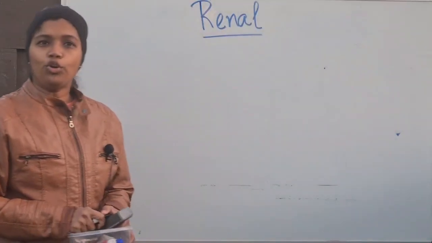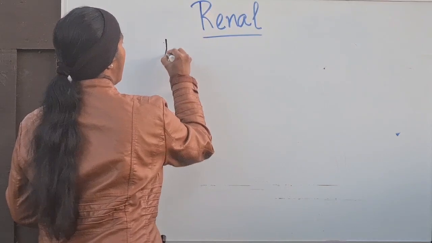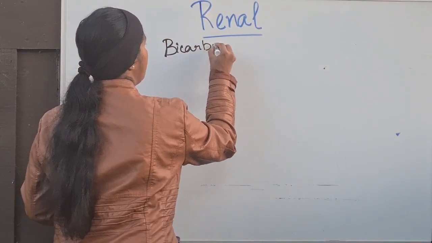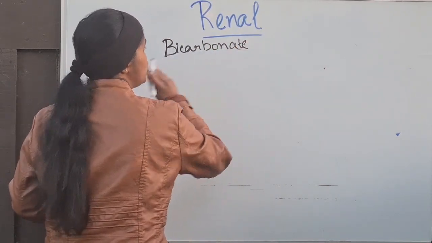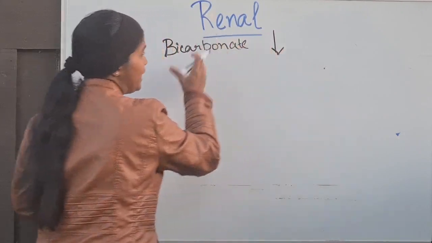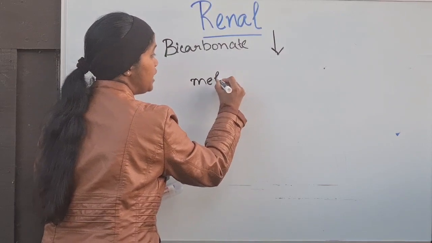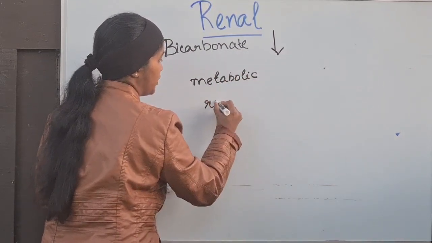So we are going to talk about the bicarb here. So what happens in renal failure? In renal failure, the bicarbonate which should normally be absorbed by the kidneys is not absorbed. Therefore, the bicarbonate decreases. So any change with respect to bicarbonate, we call it metabolic. Any change with respect to the respiratory gases, we call it respiratory, isn't it?